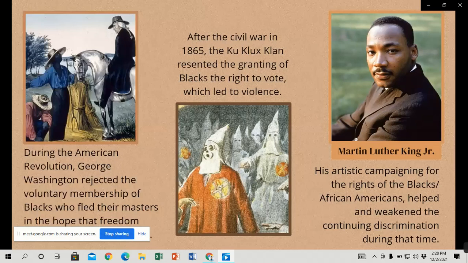So with his campaigning, especially a peaceful campaigning, because they're still under the rule of white supremacy, they can still be killed. So they have to be wise enough with their actions. So they do this artistic campaigning, peaceful campaigning, in order to reach out to other people about their rights, so that many people can also know about this issue and can provide help or support to them. And with this campaign that he did, it helped weaken the continuing discrimination against their people during that time.